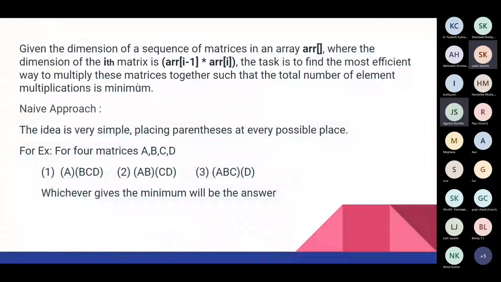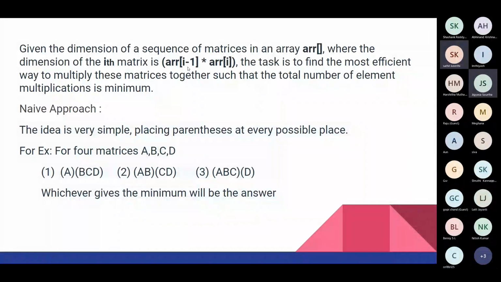So let's see. Actually, you will be given the dimensions of a sequence of matrices in an array. And as we said, the dimension of the ith matrix will be array of i minus 1 cross array of i. You have to find the most efficient way to multiply the matrices together such that your total number of element multiplications will be minimum. So the naive approach that comes to your mind first will be that you just place the parentheses at every possible place.